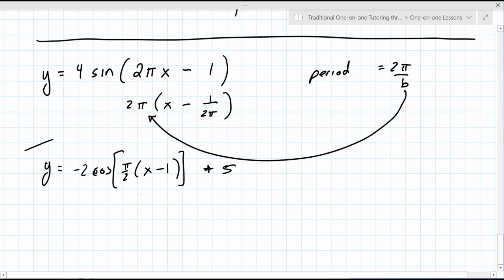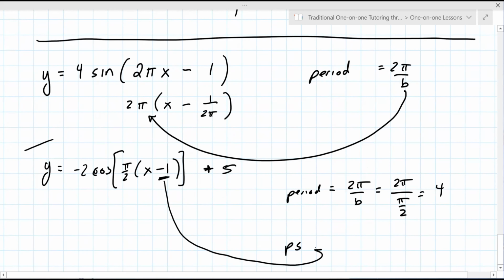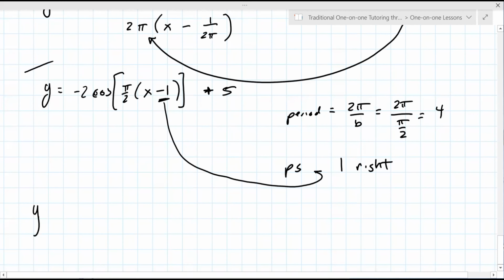So here's what in this problem, your period is 2 pi over b. Your b is pi over 2. So it's gonna be 4. Your phase shift, which I'm going to start writing PS, is this right here, this negative 1. It's 1 right. Okay, but that's because it's been factored. It has to be factored. Yeah. So if I give you the same problem and it's not factored, and this is your exam question, you'll see.